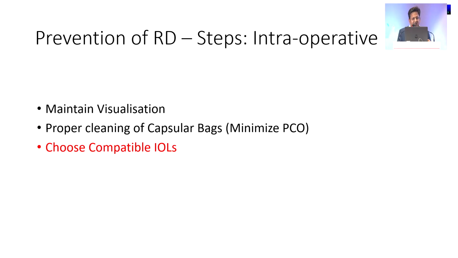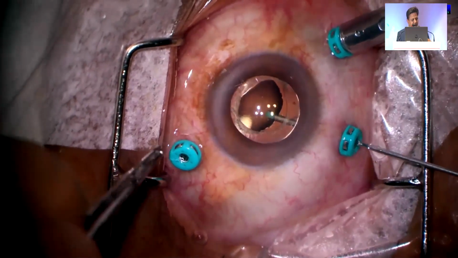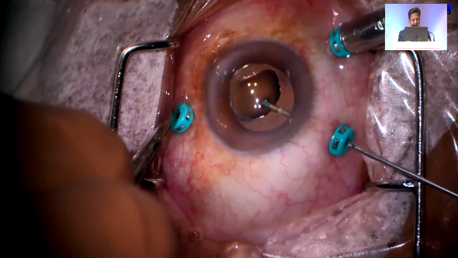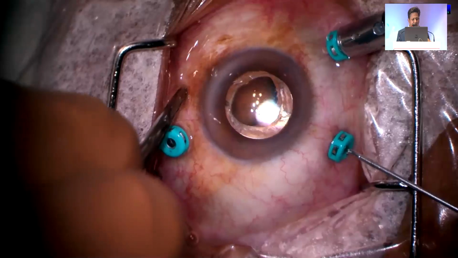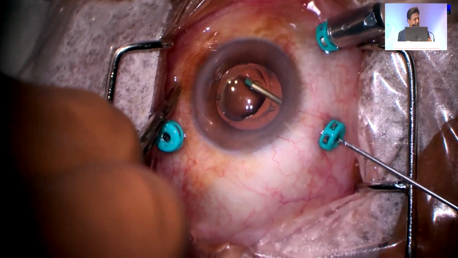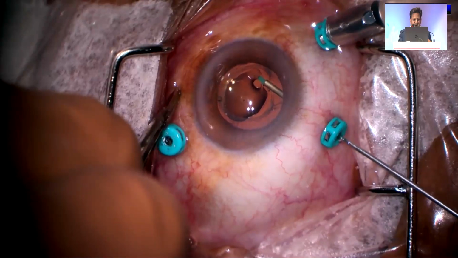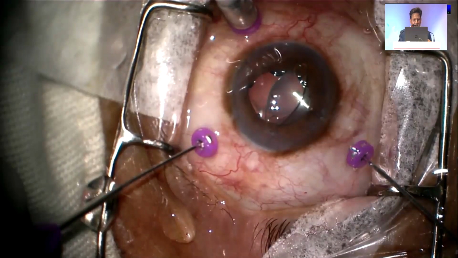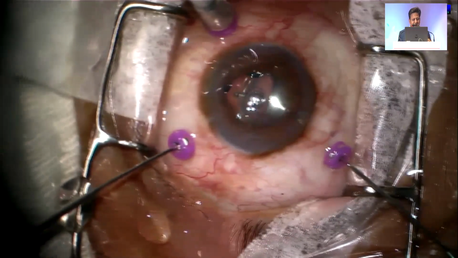Another thing that is important is we should choose compatible IOLs. So what happens is, like in this video you see, there was a silicone IOL which was used. And when we use silicone oil in these types of patients, it commonly sticks to the posterior surface of the lens. And then it is very difficult to remove it properly, and the optics is compromised.